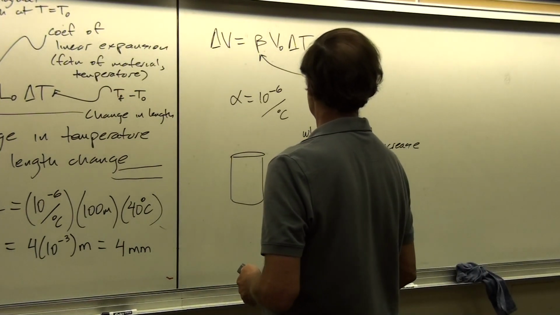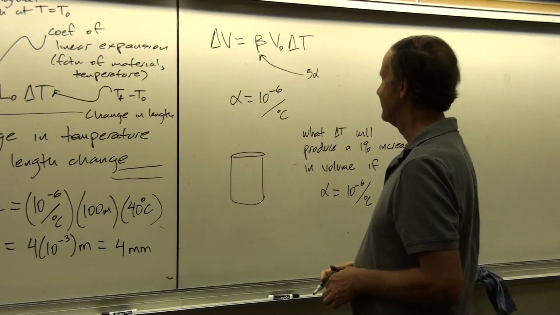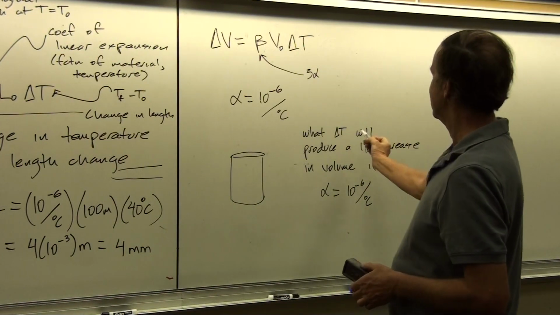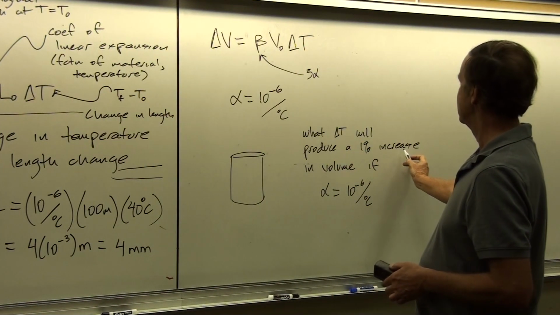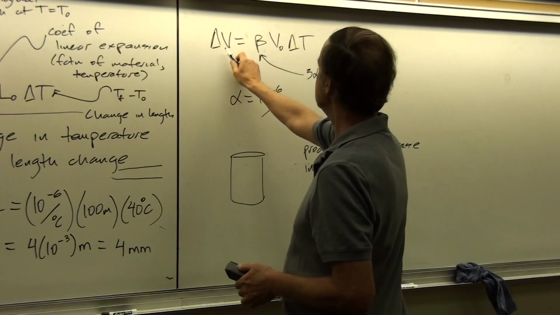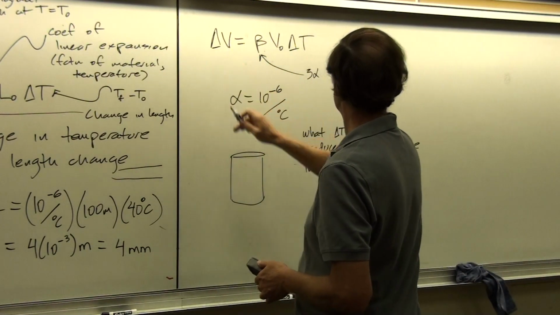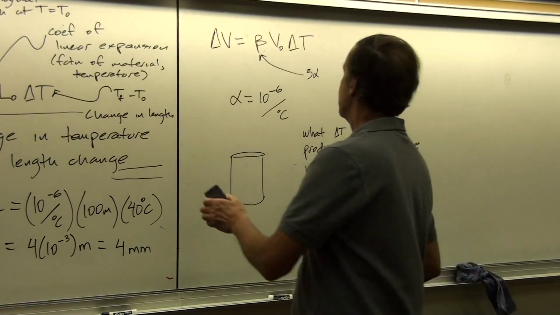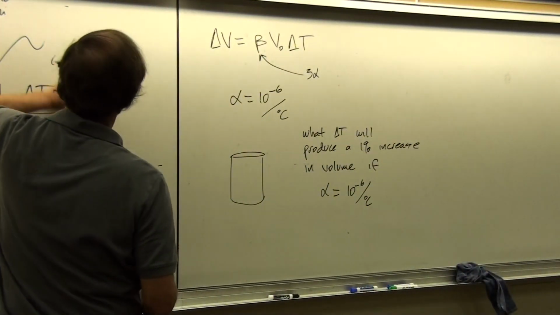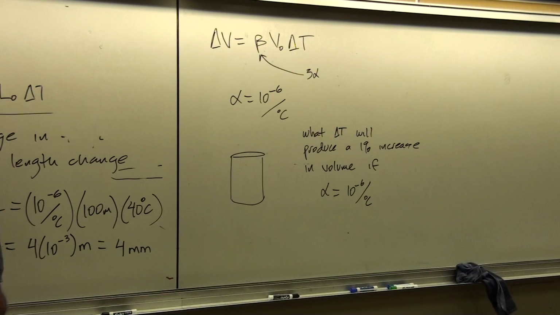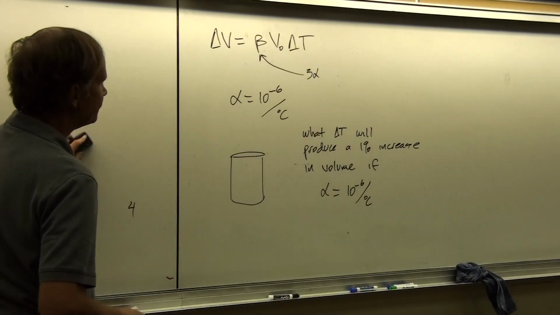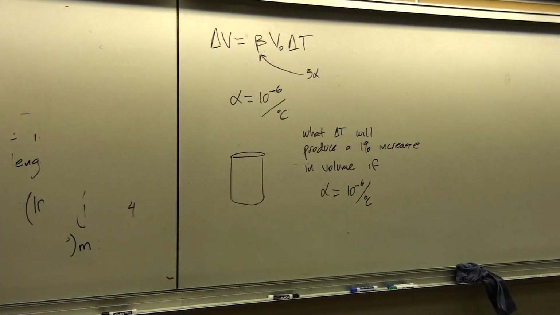And so here then, it may not seem like we have enough information to solve for the change in temperature. It will produce a 1% increase in the volume. But a 1% increase in the volume for this problem is just the same thing as saying that delta V is 0.01 times V naught.